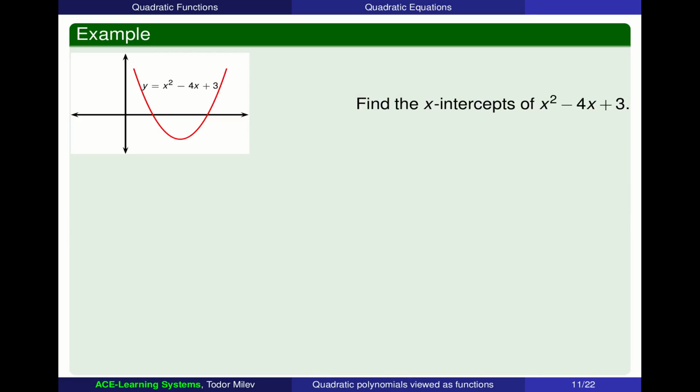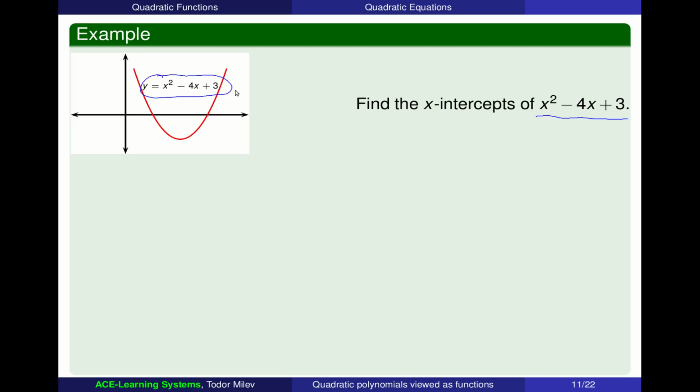In this example, we're going to apply the newly learned formula for solving the quadratic equation to find the x-intercepts of the parabola x squared minus 4x plus 3. So what we have here is this parabola, x squared minus 4x plus 3. So here is y equal to x squared minus 4x plus 3. So we're having this parabola.